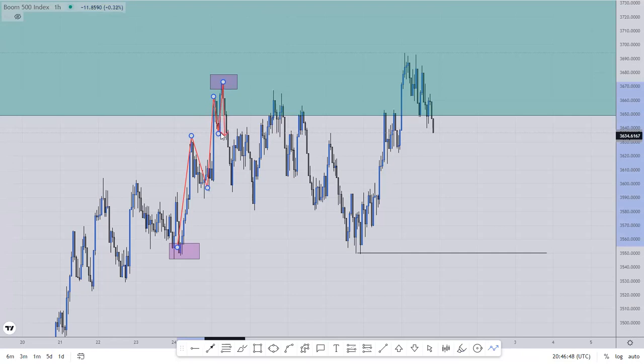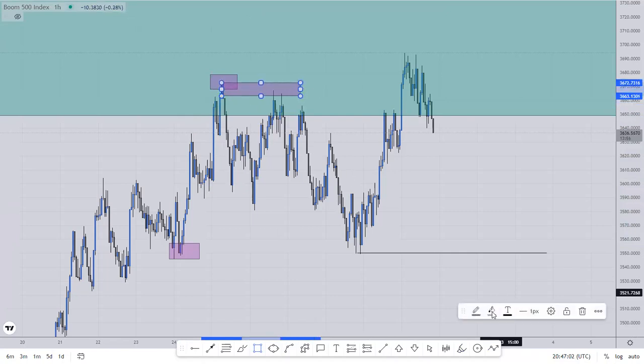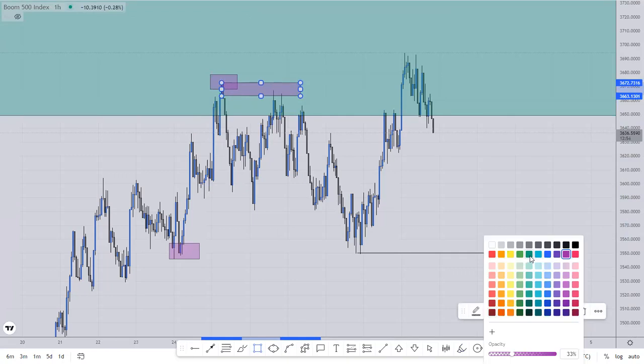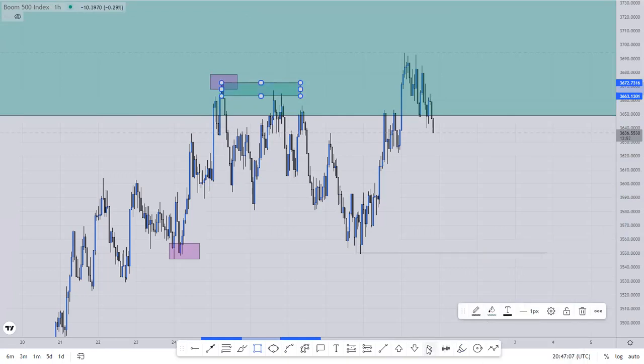After breaking this internal structure higher low, all we need to do is wait for a pullback. Pullback where? Into a supply: a fair value gap, order block, or resistance. Once we pull back, that's where we entered.